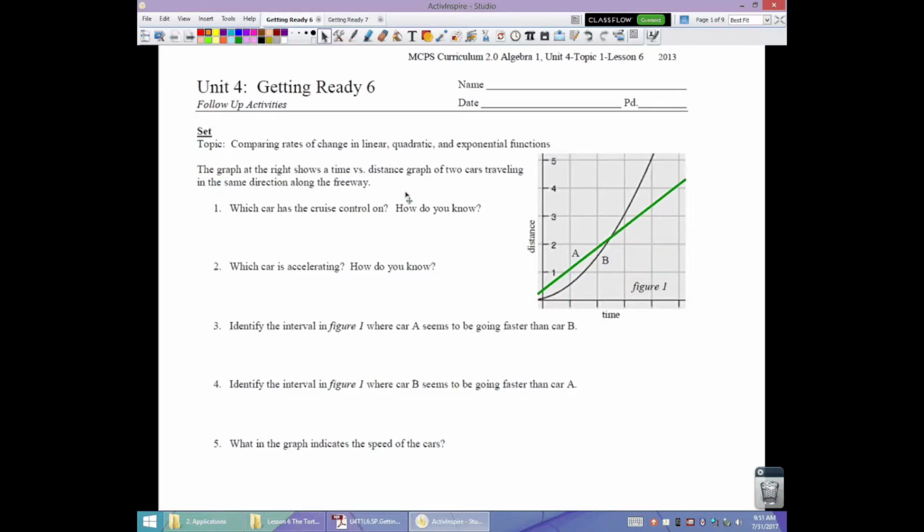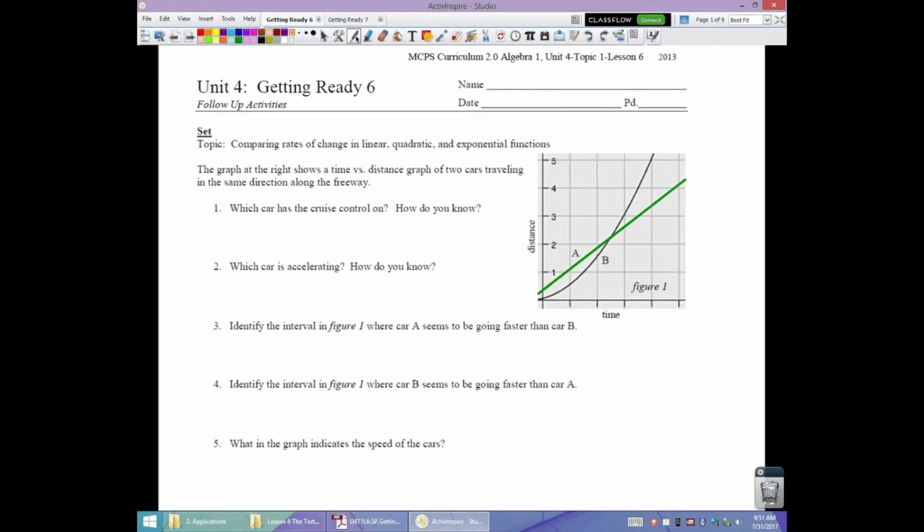Getting ready 6, we're going to compare linear, quadratic, and exponential functions. So this graph on the right is comparing time and distance of two cars. First question, which car has the cruise control on?